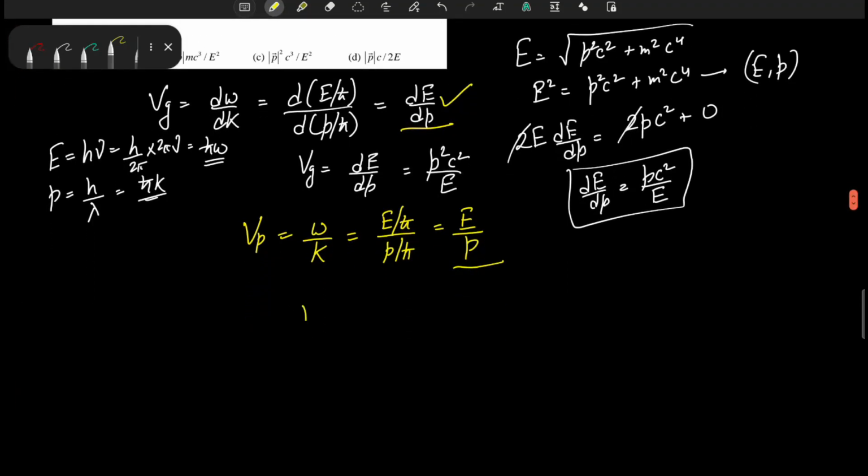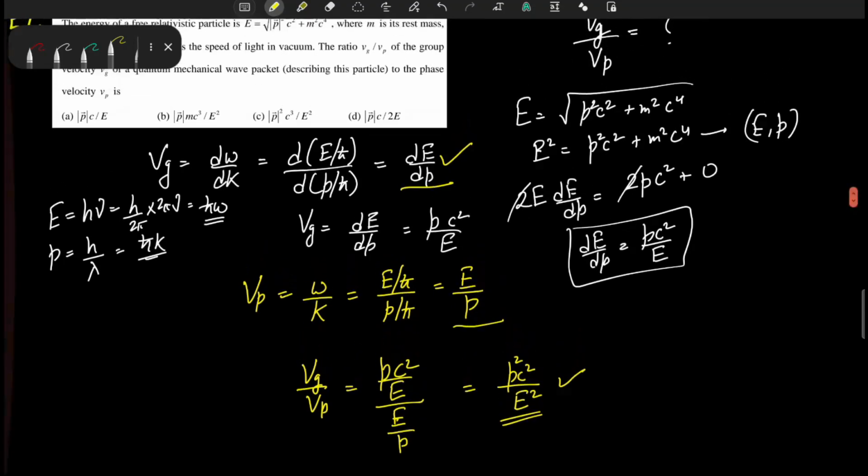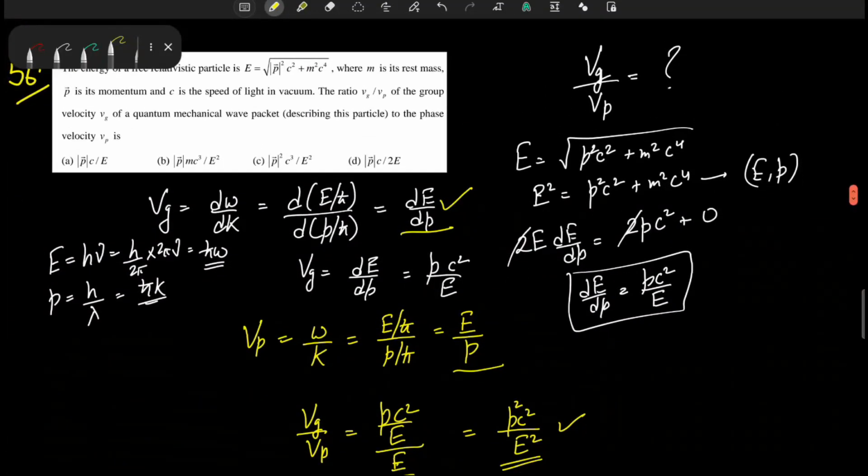So now it's simple. You have to calculate the ratio Vg/Vp. Vg you calculated as dE/dp, that was equal to pc², sorry, pc²/E. I wrote it here wrong. So it is pc²/E divided by E/p, since Vp is E/p. So p would come up, and this will become p²c²/E². So Vg/Vp is p²c²/E².